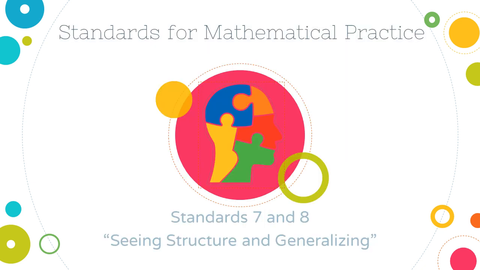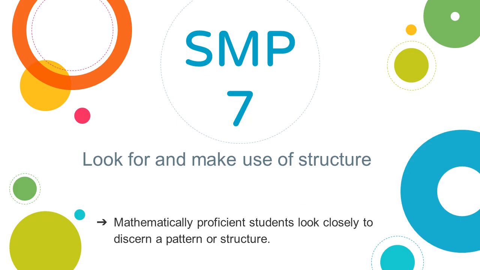Moving on to Standards 7 and 8, these two practices relate to seeing mathematical structure and generalizing. Practice number 7, mathematically proficient students look closely for pattern or structure. They can step back and look for an overview and can shift perspectives. Students look for structure within mathematics to help them solve problems efficiently.